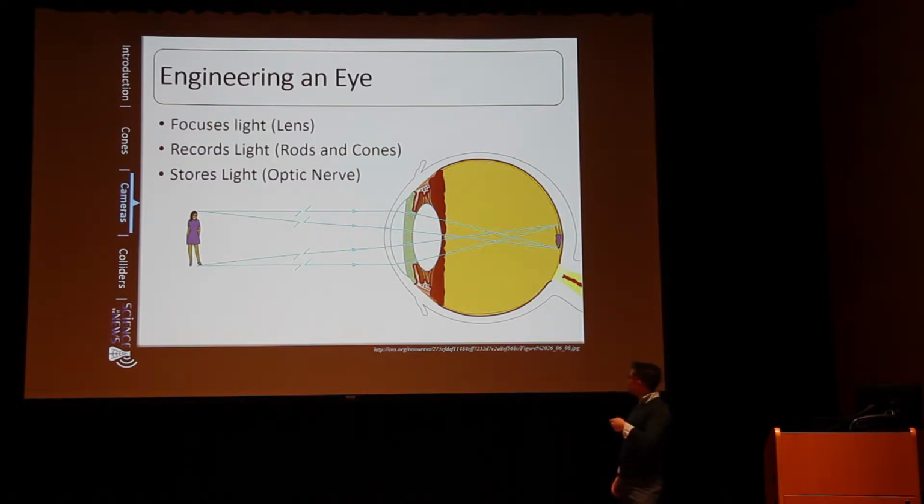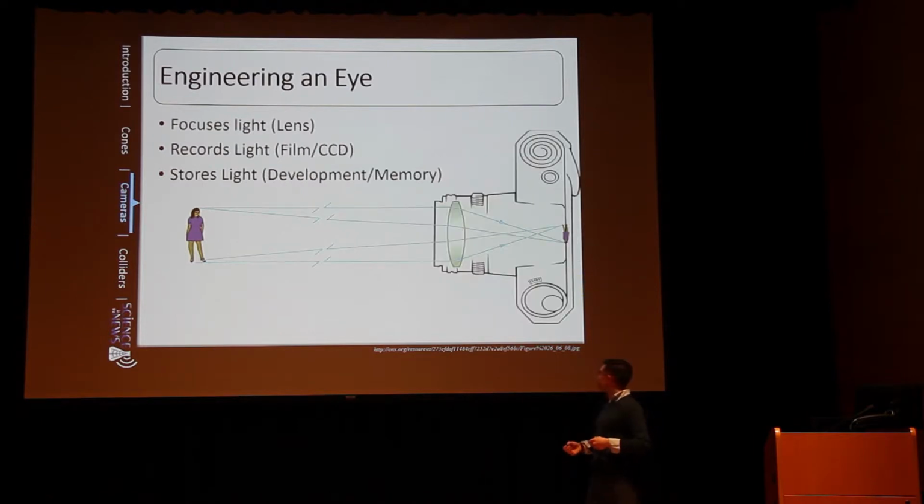First it has this lens, which just focuses the light into the back of your eye. Then it has these rods and cones, which are really good at recording the light in the way Elise described. And then the eye will store the light and send it down the optic nerve into your brain. Now, if we're going to design something else, we're going to do those same three things. This is exactly what a camera is doing.